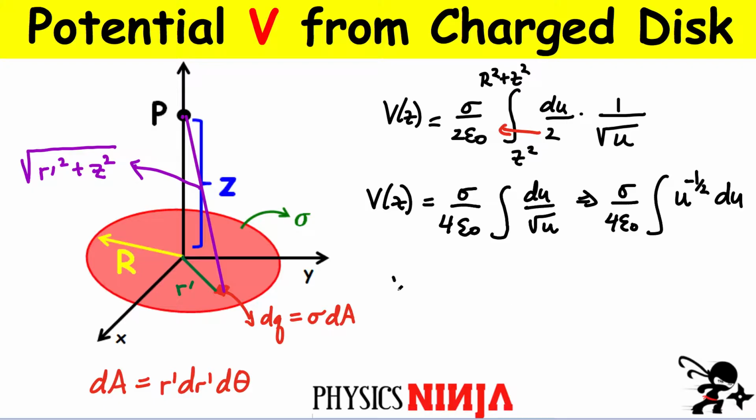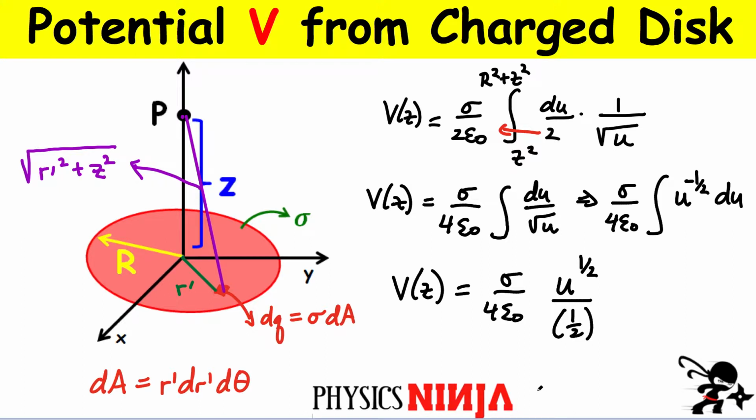All right, so this, you should be able to just write this down, right? This is kind of a standard function. So we get sigma over 4 epsilon 0. Now this guy here is, again, you add 1. So we're going to have u to the, if you add 1 to negative 1/2, you're left with 1/2. And then you also have to divide by that term, by the same term.